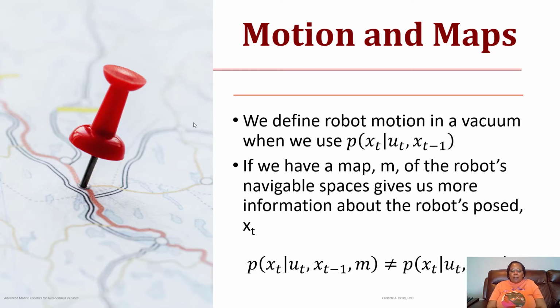So if we have a map M of the robot's navigable spaces, this gives us more information about the robot's pose and where and how it can pose. Note that the probability of xt given ut, x of t minus 1 and the map is not the same as the probability of xt given ut and x of t minus 1, which makes sense because now we have more information, so we would obviously make different decisions.